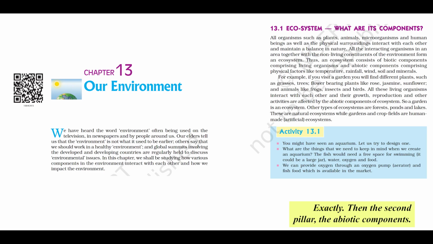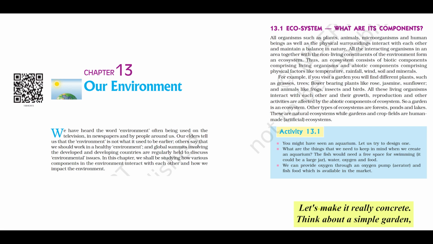Exactly. Then the second pillar, the abiotic components. Abiotic means non-living. These are the physical factors. Okay, like what? Sunlight, water. Yes. Temperature, how hot or cold it is, rainfall, wind, the soil itself, which is full of minerals. These non-living things have a huge impact on the living ones, right? They affect growth, reproduction, everything. Like needing the right temperature for crops to grow. Perfect example. Farmers know this intimately. The soil type determines what grows, which affects the animals that eat those plants. It all connects.